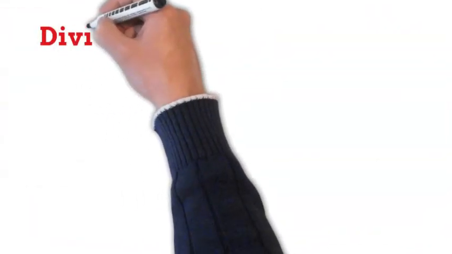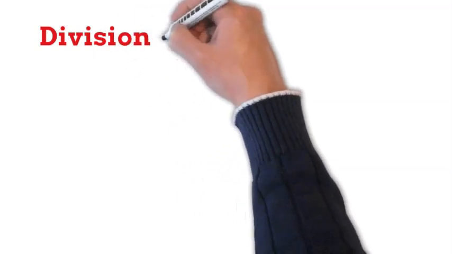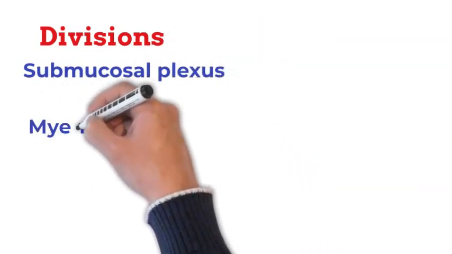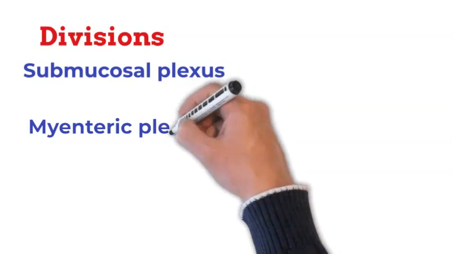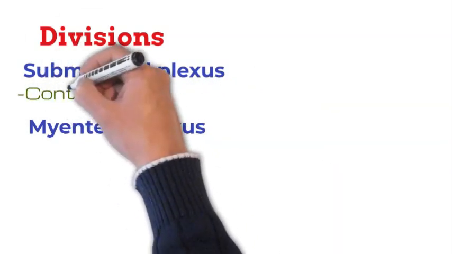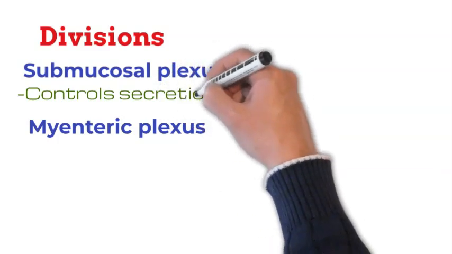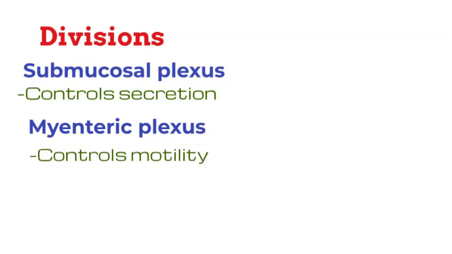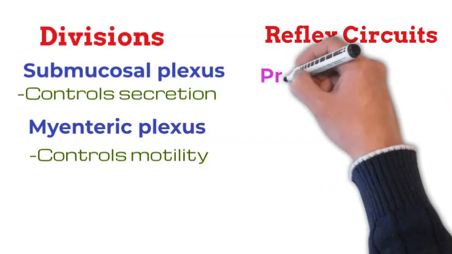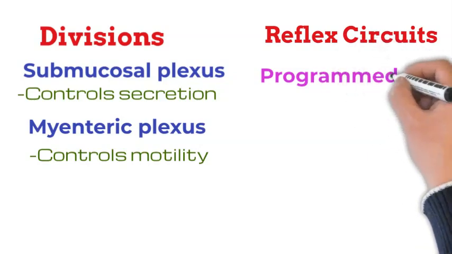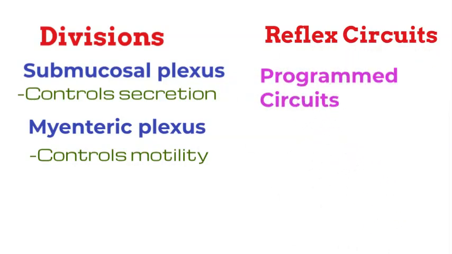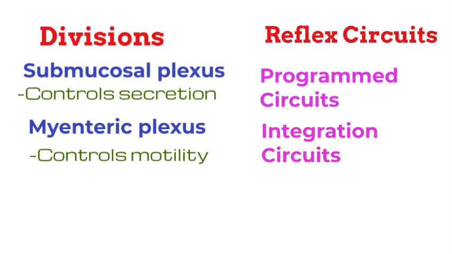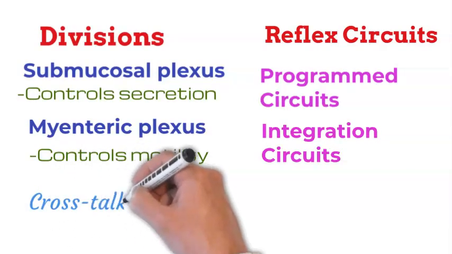To summarize, there are two divisions of the enteric nervous system, the submucosal plexus and the myenteric plexus. The submucosal plexus controls secretion. S is for secretion. And the myenteric plexus controls motility. M is for motility. There are two reflex circuits. Program circuits, as the name implies, function in a pre-programmed manner. And there are integration circuits which integrate information with the CNS. Thus, there is crosstalk between the brain and the gut.